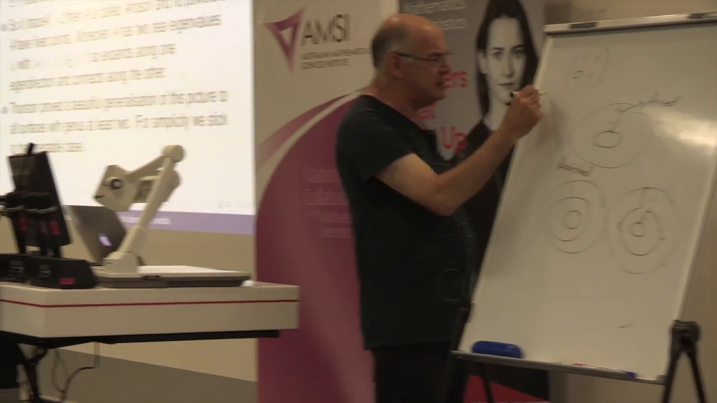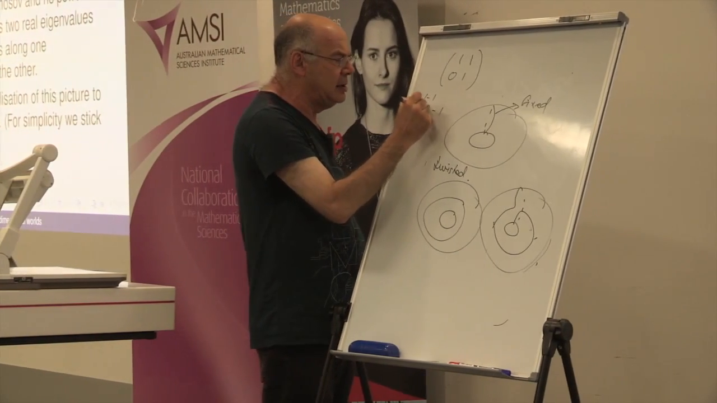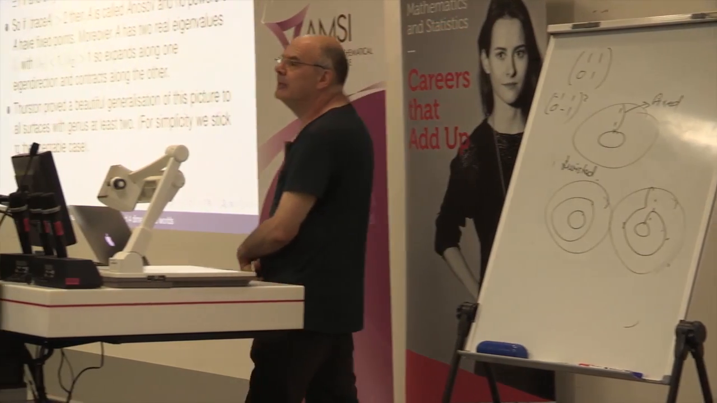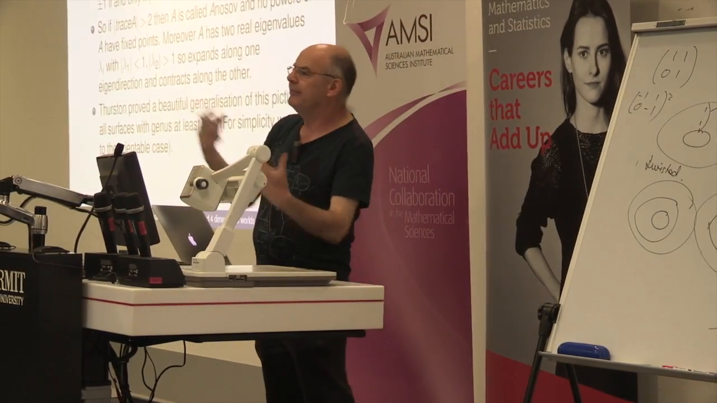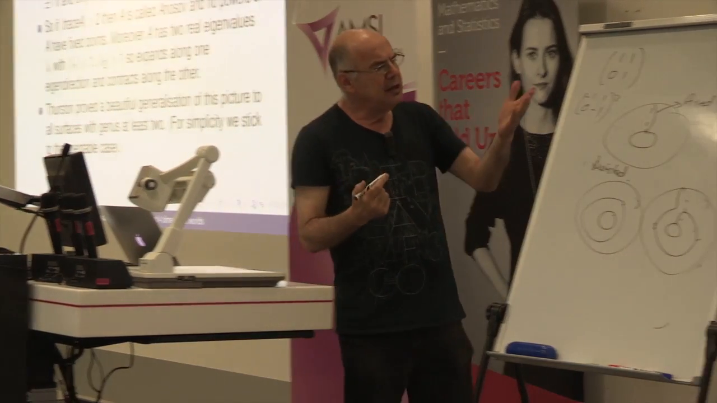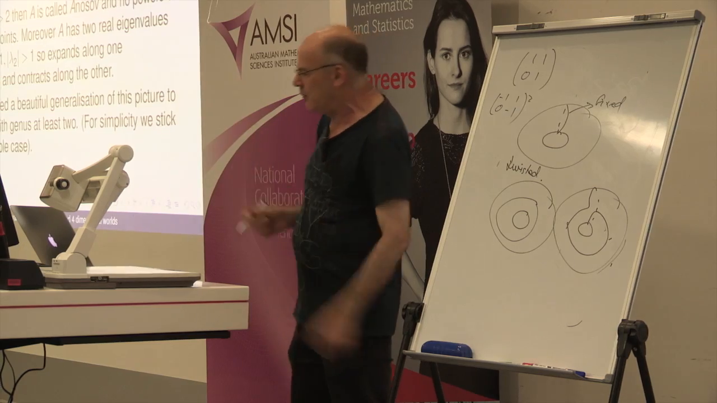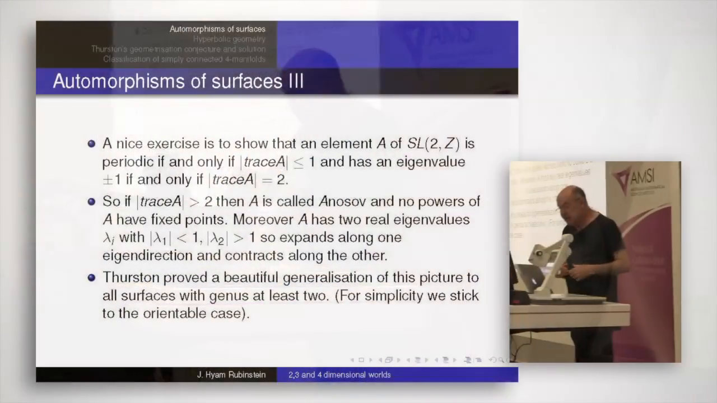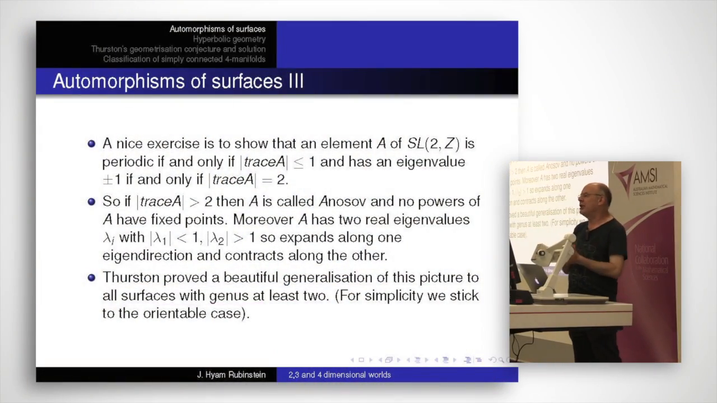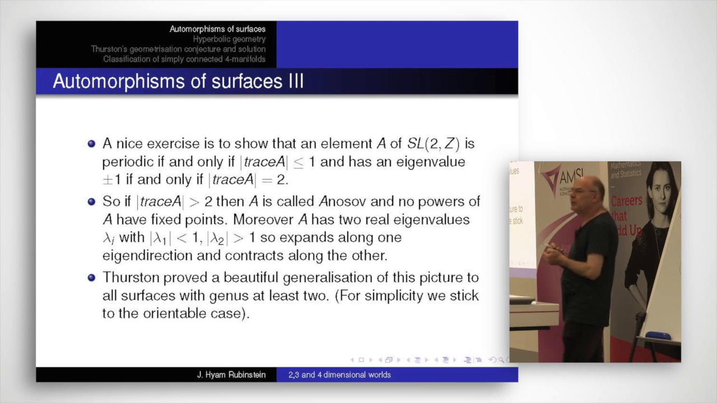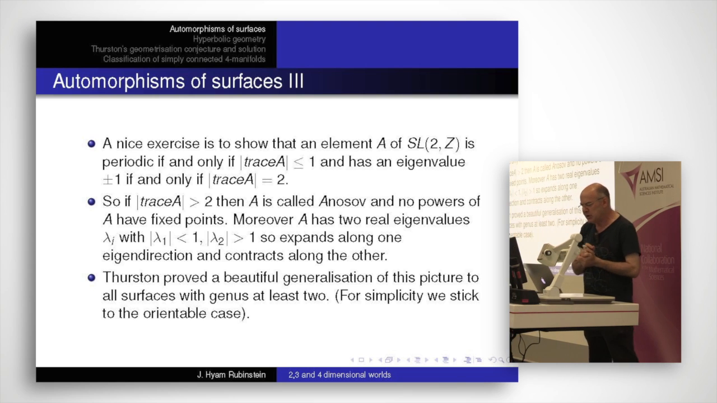And the other case where the trace is minus 2, in that case what we have to do is square it to get a fixed point, to get rid of the minus 1. Okay, so in this case, we don't have a fixed point, we have a fixed direction which is being reflected. Okay, and so what about everything else? All the ones with trace bigger than 2, or the absolute value of the trace bigger than 2.